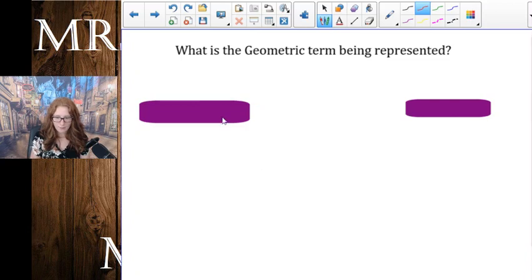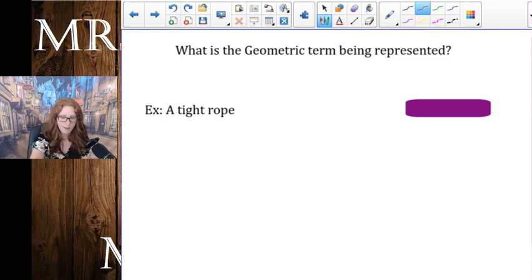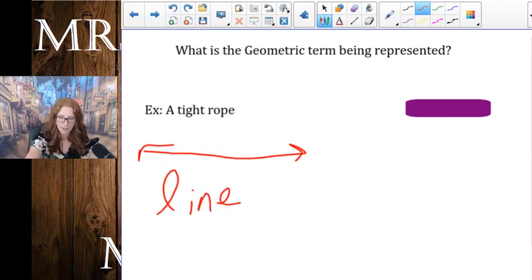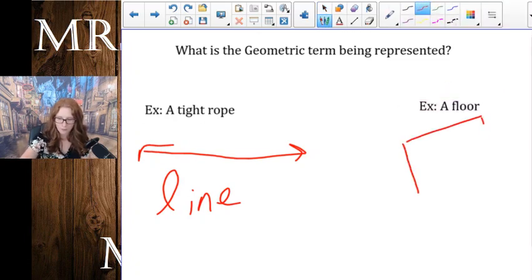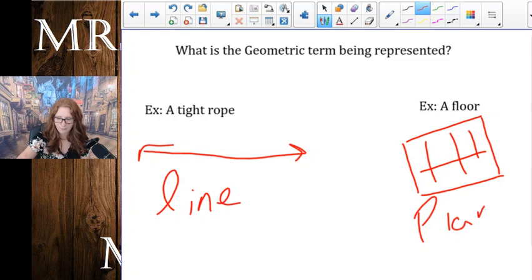All right, so taking a look at these 2 things being represented, what does it sound like? If I have a tightrope, think about someone walking on it, it kind of looks like a line. So a line is being represented by a tightrope. And then a floor. If I think about the floor at school in my classroom with a carpet, I think it looks like a plane.